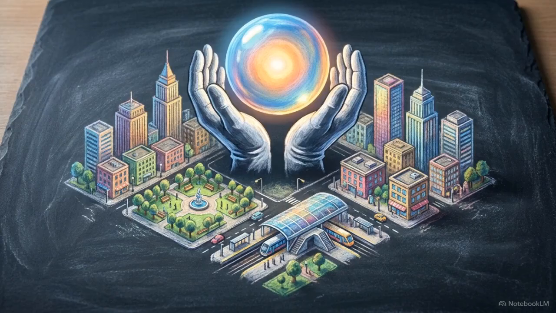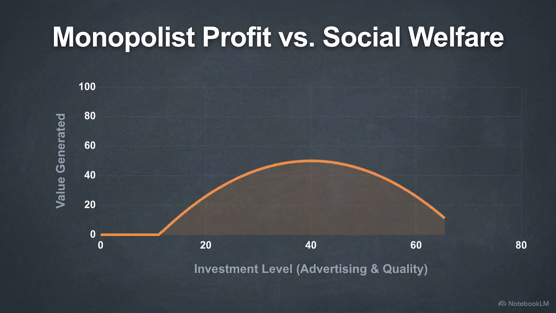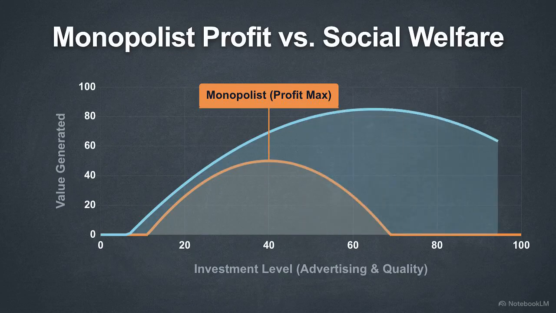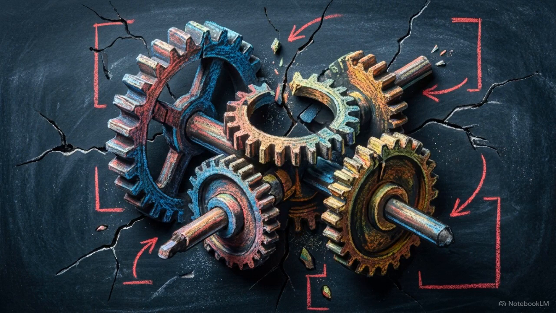To measure efficiency, economists use a theoretical construct called the benevolent social planner, an entity maximizing total social welfare, regardless of corporate profit. Contrasting a monopolist's mathematical optimization of advertising and quality against this social planner's benchmark reveals how monopolies systematically degrade both market efficiency and the physical products we buy.